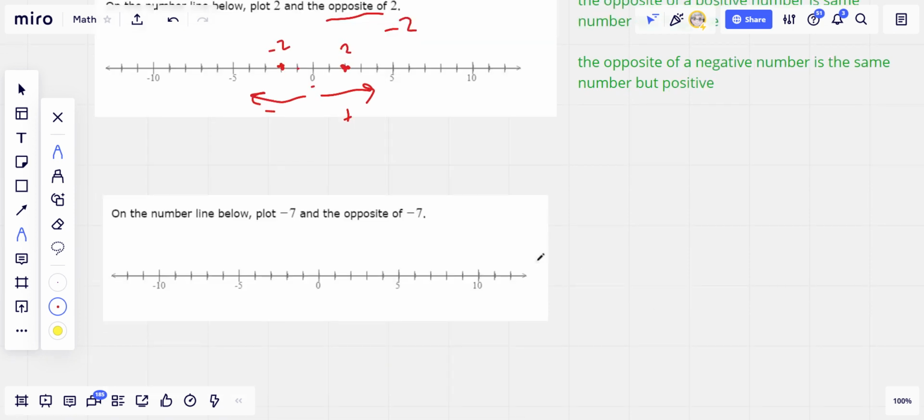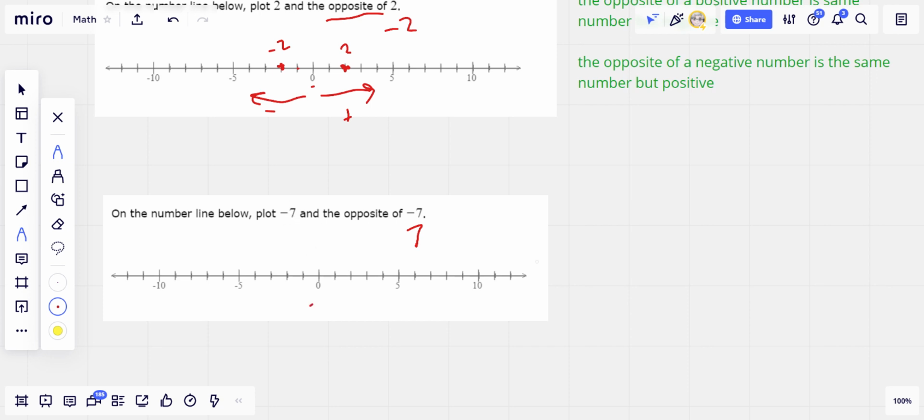This one says plot negative 7 and the opposite of negative 7. So let's think for a minute what the opposite of negative 7 is. This is already negative. So its opposite is going to be with the sign changed, but the same number. So the opposite of a negative 7 is a positive 7. Now, let's go ahead and plot these.